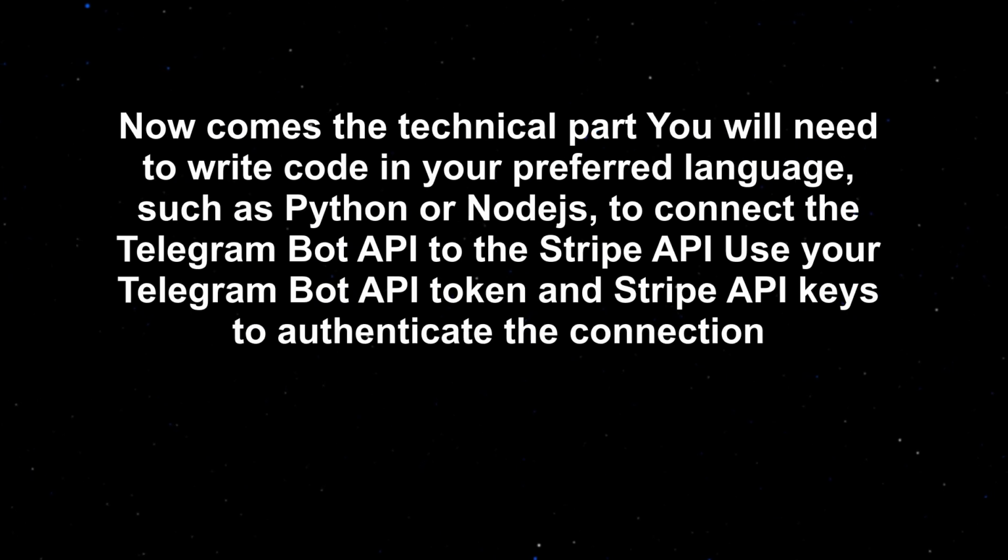Now comes the technical part. You will need to write code in your preferred language, such as Python or Node.js, to connect the Telegram bot API to the Stripe API. Use your Telegram bot API token and Stripe API keys to authenticate the connection.